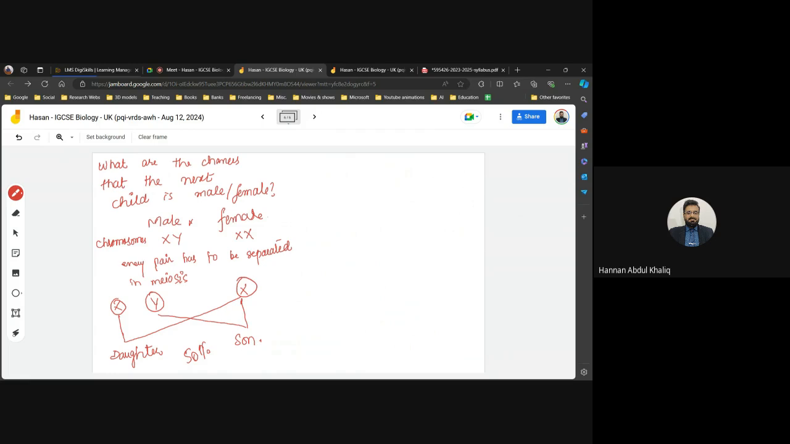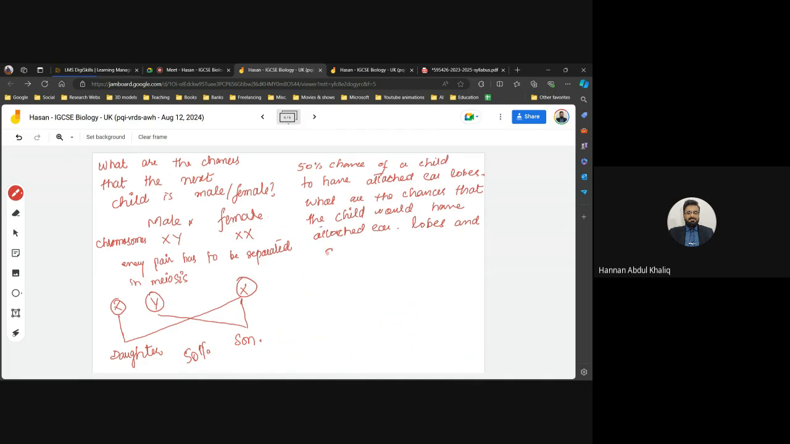Let's suppose I say that there is a 50% chance of a child to have attached earlobes. Attached earlobes. What are the chances? Carefully listen to me. What are the chances that the child would have attached earlobes and a son? Can you tell me?